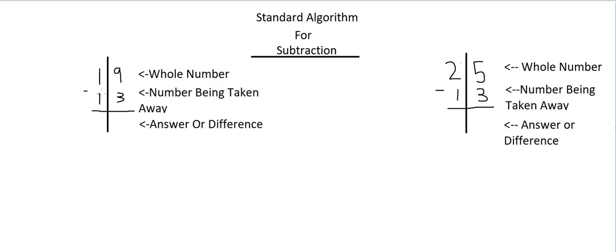So we start with the rightmost column, in this case the ones column, and we do 9 minus 3, and then we get 6. And then we move on to the column on the left, which is the tens column, and we do 1 minus 1, and then we get 0. So then the total and the difference is 6.